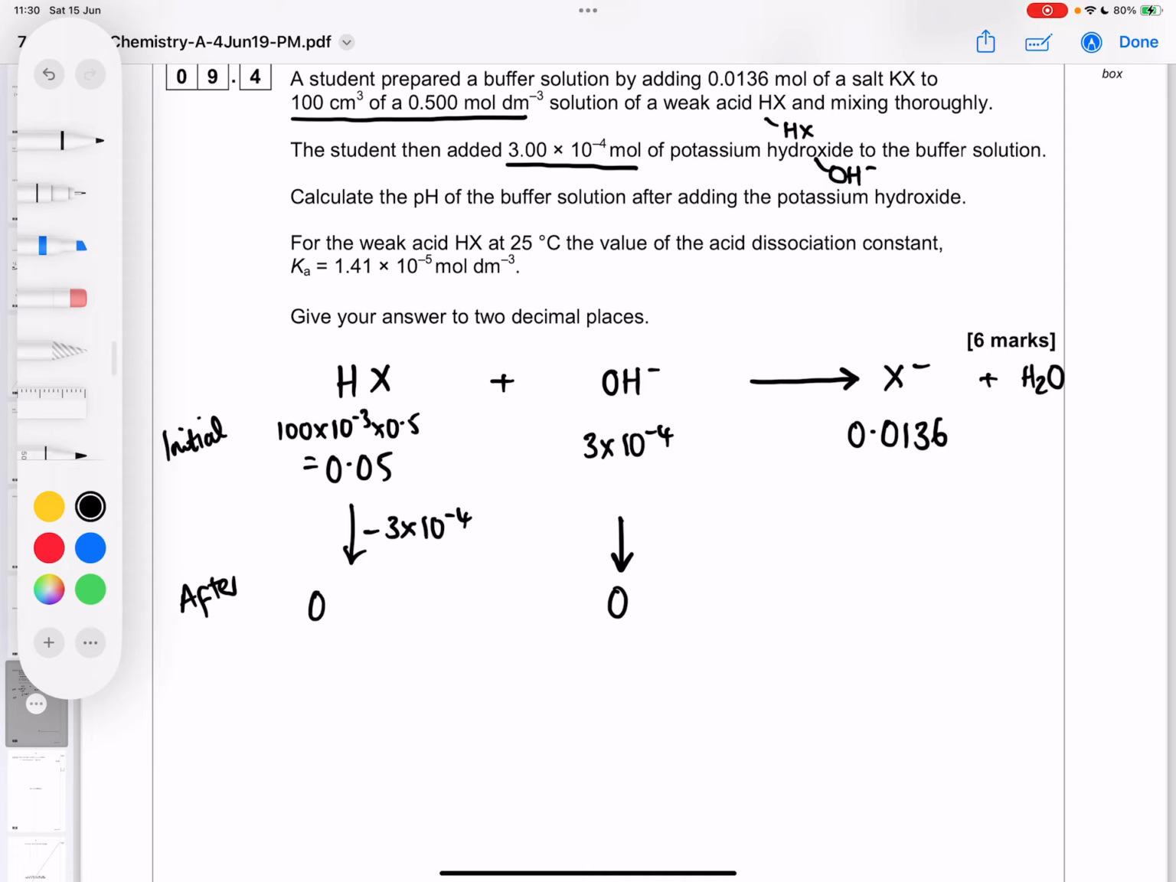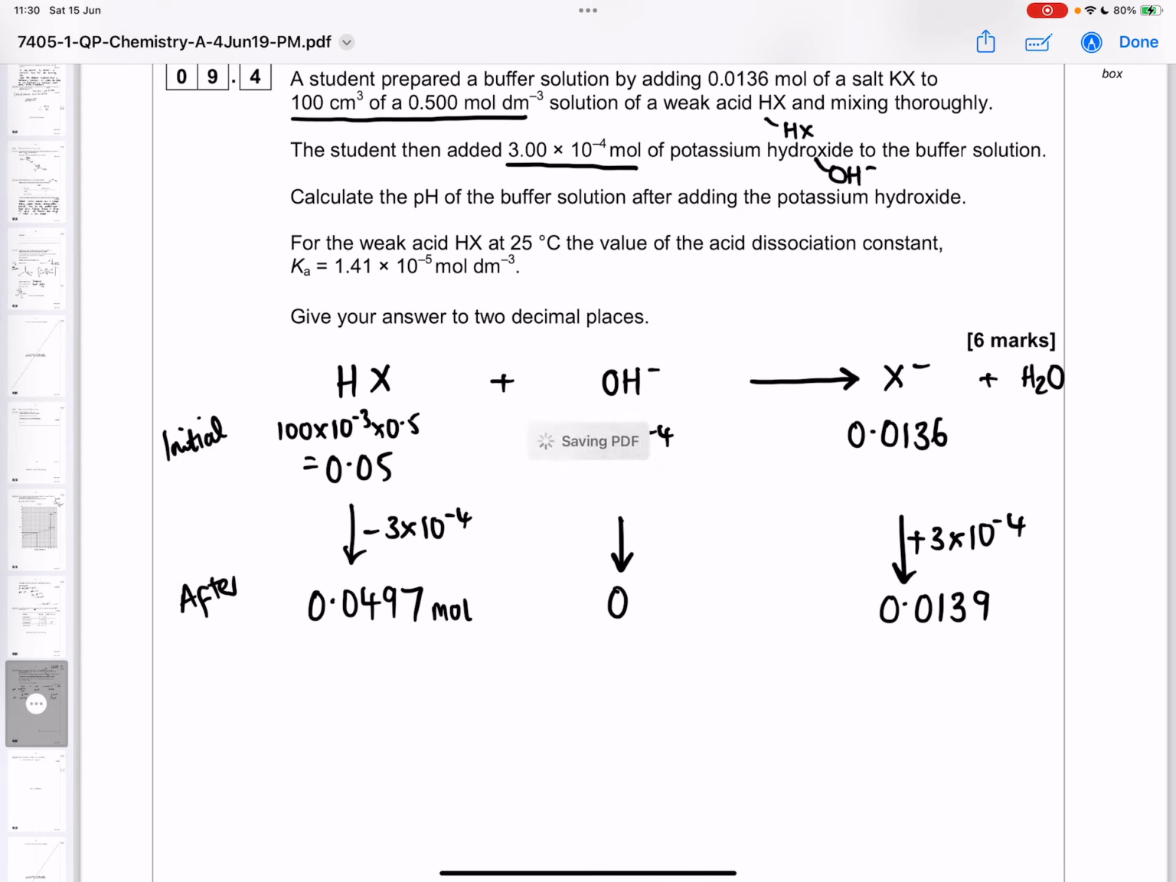And so we'll have 0.0497 moles of HX after we add the alkali. And we'll have made some more salt. So we're going to add 3 times 10 to the minus 4 to our 0.0136. And we get 0.0139. So these are our moles after addition.